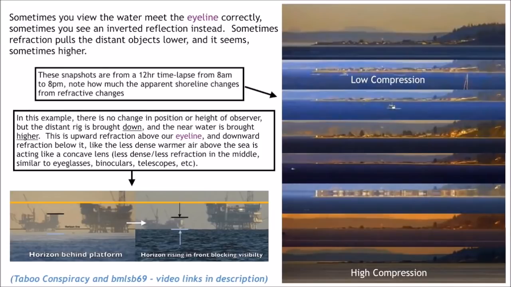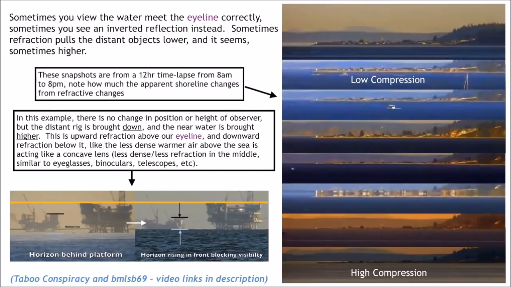You can also see it in this example below. Again, video links in the description. This is of some distant oil rigs. There is no change in the height of the observer, but the distant rig is brought down and the near water is brought higher. This is upward refraction above our eyeline and downward refraction below it, essentially.